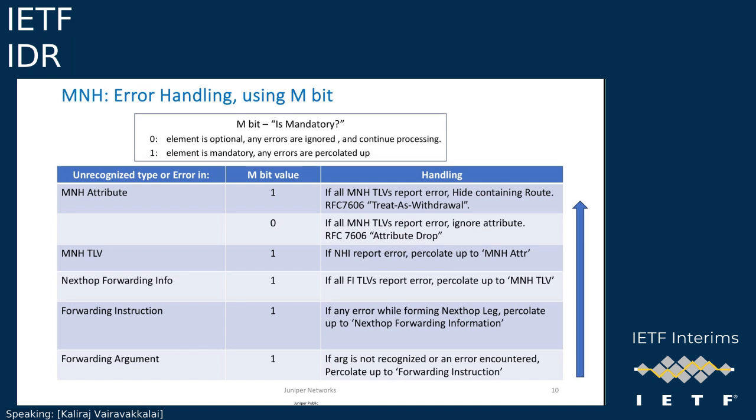And one thing to note is that because it's a new attribute, in any deployment we may want to see how it fares, whether there are any errors, before we deploy it. So we could do a dry run by setting the mbit to 0 first at the MNH attribute level, so that we can see, after we send the MNH attribute, whether we see any errors. And if we don't, then we can resend the attribute with the mbit of 1, which deploys it and makes it mandatory for the functionality.